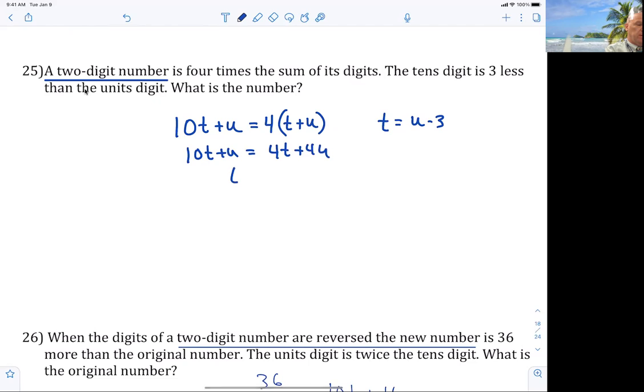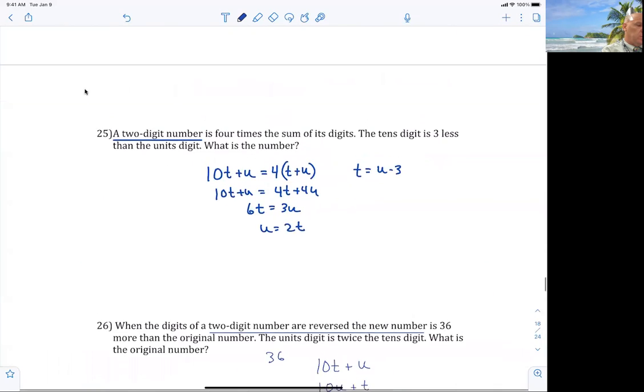All right, then of course, I always tell kids you should clean it up. So it looks to me like 6t equals what? 3u, so u equals 2t. And that's pretty easy from there. All right, anybody else? Good. All right, let's see if I can do 23.